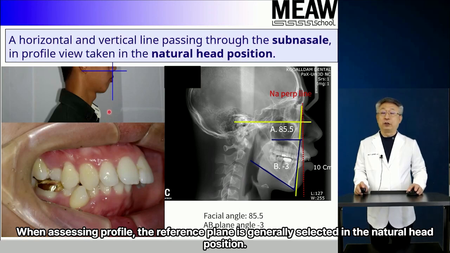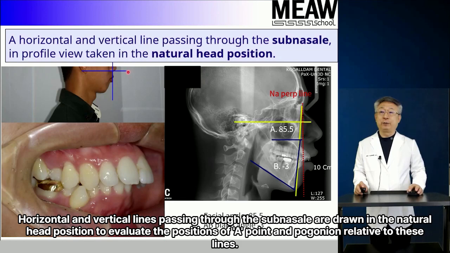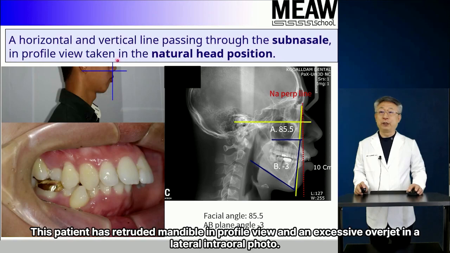When assessing profile, the reference plane is generally selected in the natural head position. Horizontal and vertical lines passing through the subnasale are drawn in the natural head position to evaluate the positions of A point and pogonion relative to these lines. This patient has retruded mandible in profile view and an excessive overjet in a lateral intraoral photo.